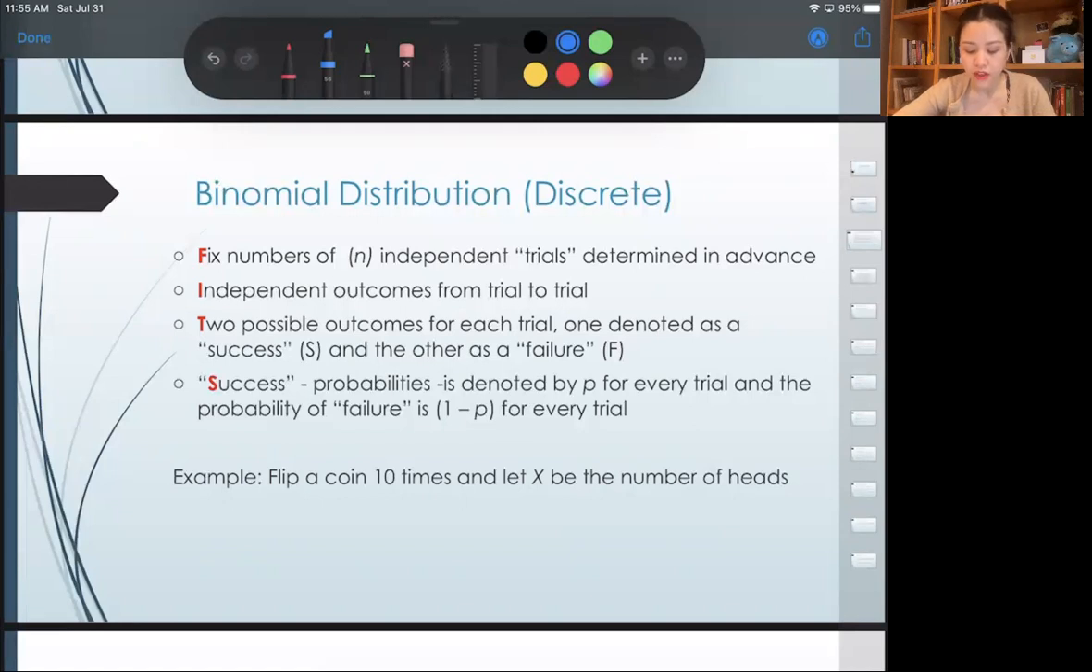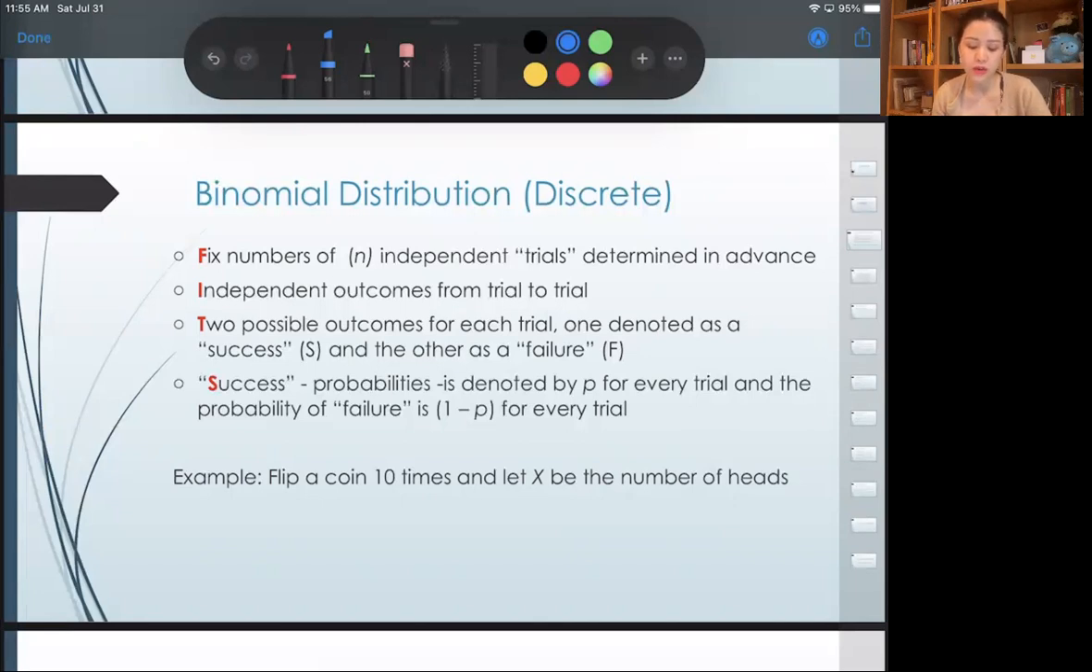Third, the probability of success is denoted by p for every trial, and the probability of failure is 1 minus p for every trial. Okay, so here is just notation. So p will be the probability of success, and 1 minus p would be the probability of failure. Or some other instructors use q for the probability of failure. Okay, it's just less writing, I guess.